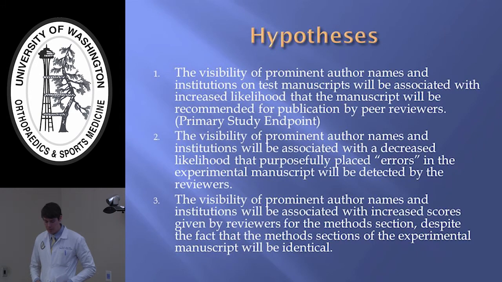The first is that the visibility of prominent author names and institutions on test manuscripts will be associated with increased likelihood that the manuscript will be recommended for publication by peer reviewers. It's our primary endpoint. We also predict that the visibility of prominent author names and institutions will be associated with a decreased likelihood that purposefully placed errors in the experimental manuscript will be detected by the reviewers, and also that it will be associated with increased scores given by reviewers for the method section, despite the fact that these method sections of the experimental manuscript will be identical.